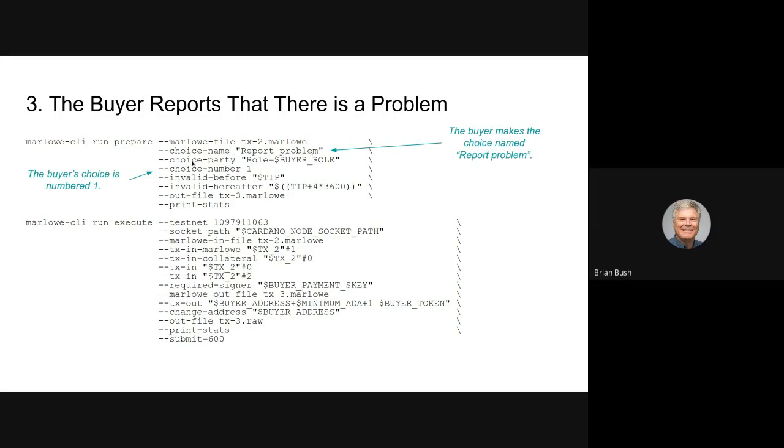The party that's making the choice is the buyer, and they're making choice number one. You can look in the contract and see that's the appropriate number to put there. And everything else is sort of the same. We have these restrictions on when the transaction can run. Here are the UTXOs that are being spent. We want our funds to come back to the buyer and things like that, and it gets submitted. So it's much simpler now.